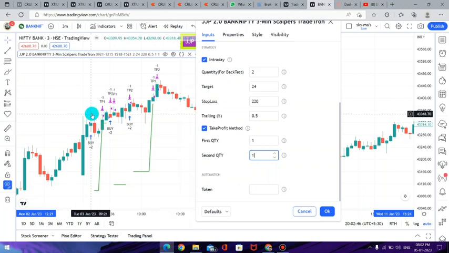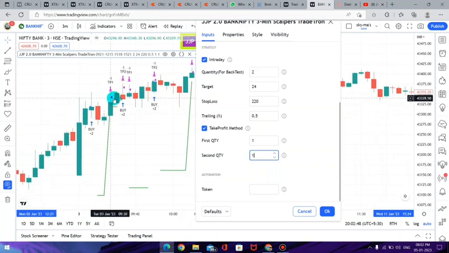So you should understand that once the first target is met, it will be squaring off the position of one lot, and the remaining position will be taking the trail to the cost to cost of the previous entry point, and it will be trailing till the next target. The next target will be the same 24 points. So once the second 24 points is met, then the trade is closed. Totally the two positions have been closed here.